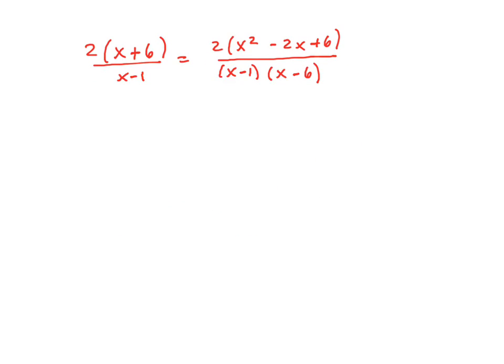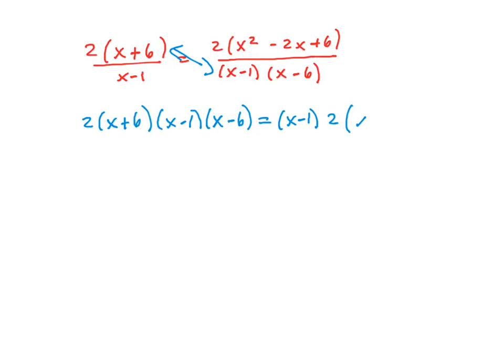And now moving on, you can see this is just written up top here. Now we can actually cross multiply. So we have 2(x + 6), and we're cross multiplying here, so we have times (x - 1)(x - 6) equals (x - 1) times 2 times (x squared minus 2x plus 6), which obviously is not factorable.